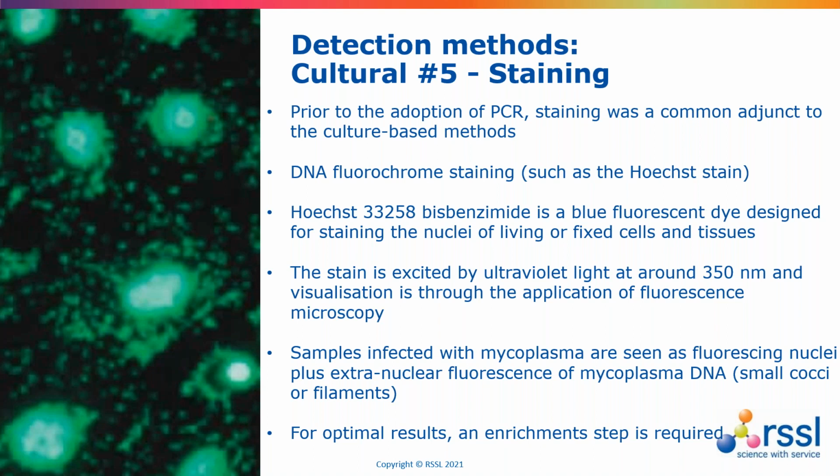And for optimal results, it's important that some form of enrichment step has taken place before staining is attempted. So really you need to be having levels of around 100 colony forming units per milliliter in order to get sufficient cell density to enable successful staining to take place. So the staining technique is sometimes a little bit fiddly.